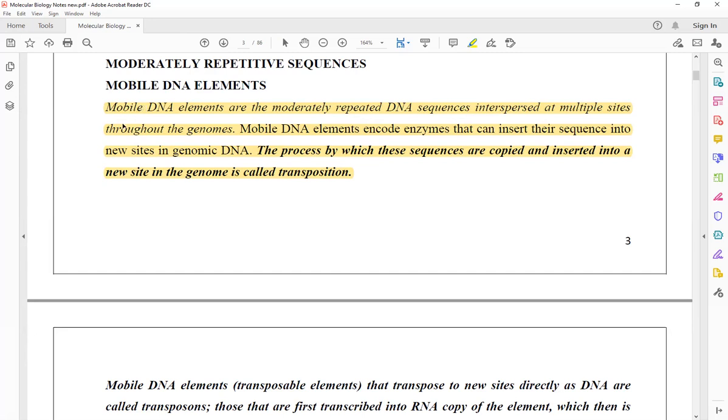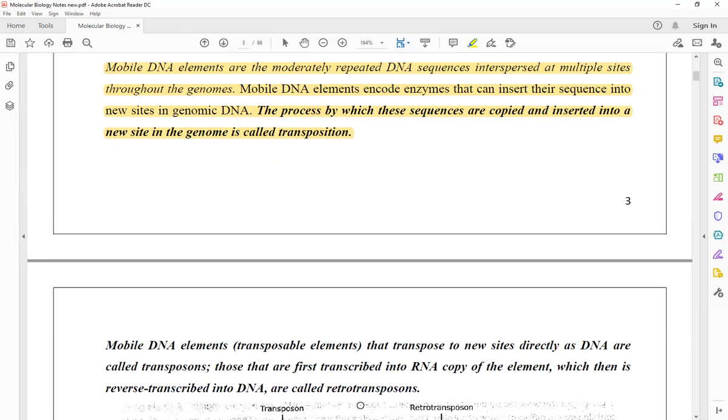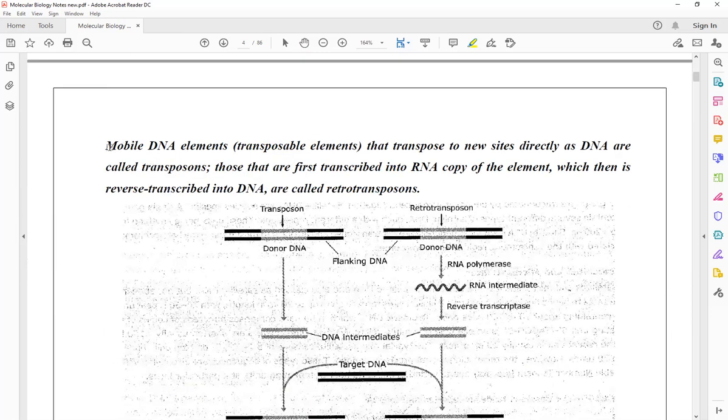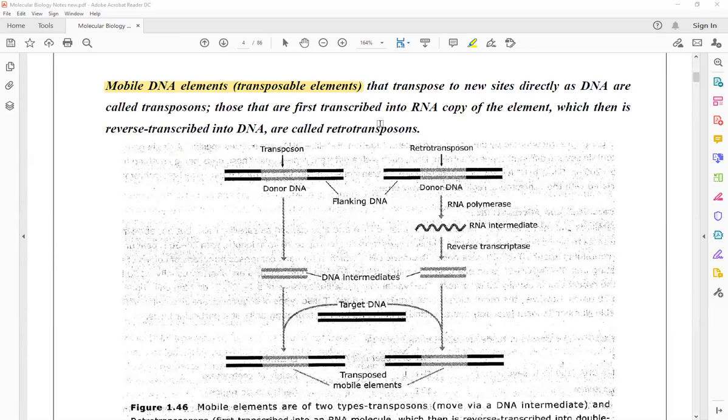So mobile genetic elements could be known as transposons. Okay, so mobile genetic elements could be referred to as transposons. You look here, this is a transposon. Okay, this is a retrotransposon. Both of these are mobile genetic elements.